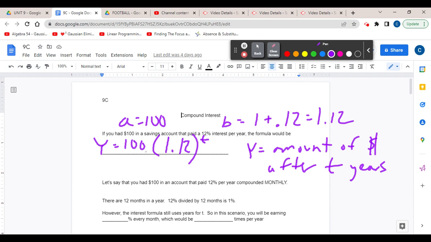So every year, what this tells us is that your money multiplies by 1.12. If you're getting paid 12% interest per year, every year however much money you have is going to multiply by 1.12 at the end of that year.